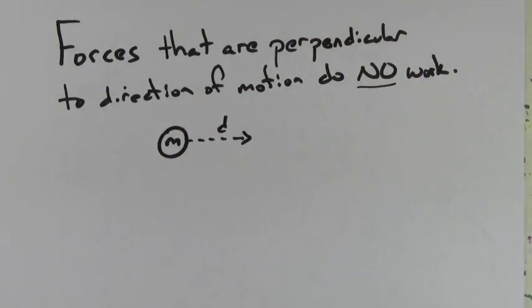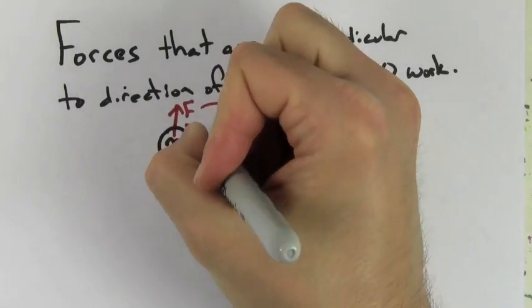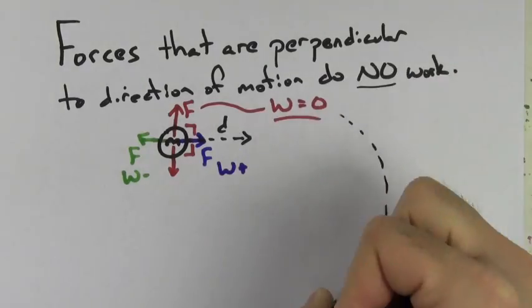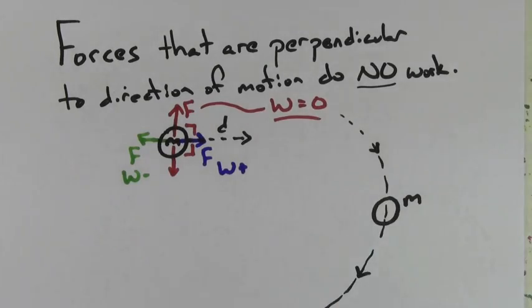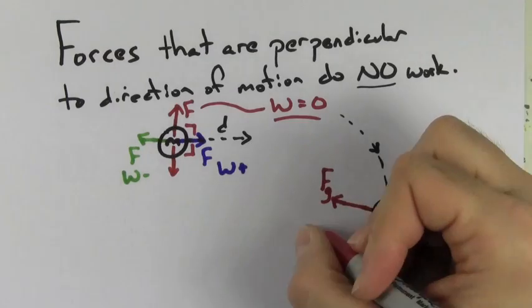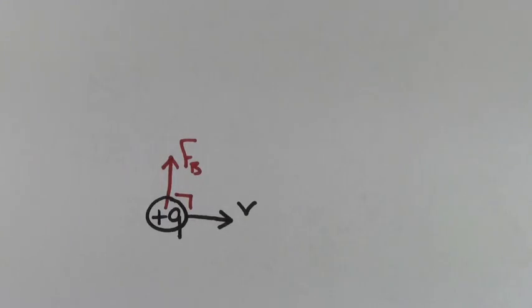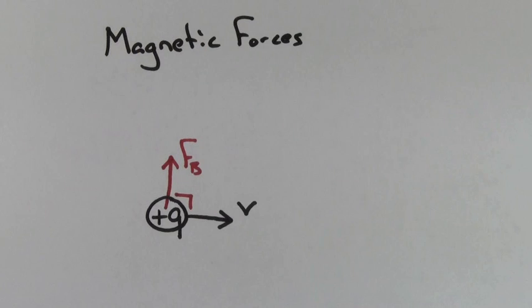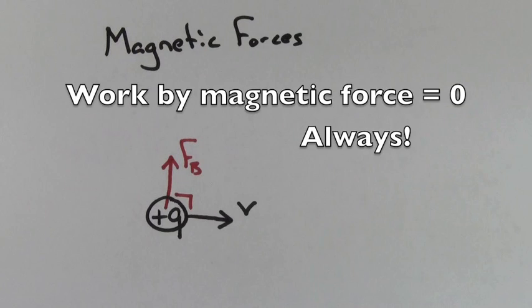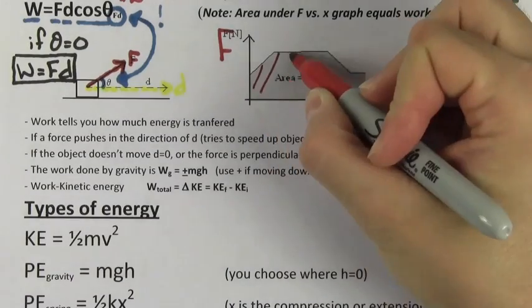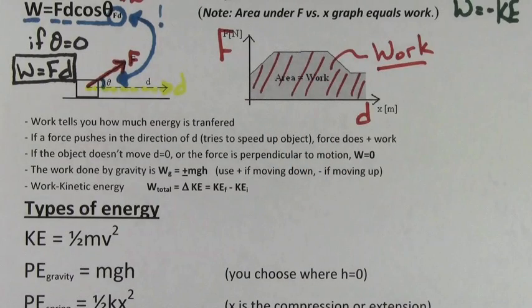In fact, all forces that point perpendicular to the direction of motion do no work. Forces that point in the direction of motion do positive work. Forces that point opposite the direction of motion do negative work, and forces that are perpendicular to the motion do no work. This means centripetal forces never do any work since they're always perpendicular to the direction of the motion. Don't forget that because the magnetic force is required to be perpendicular to the velocity, the work done by the magnetic force is always 0. The area under an F versus D graph gives the work since the work is F times D.